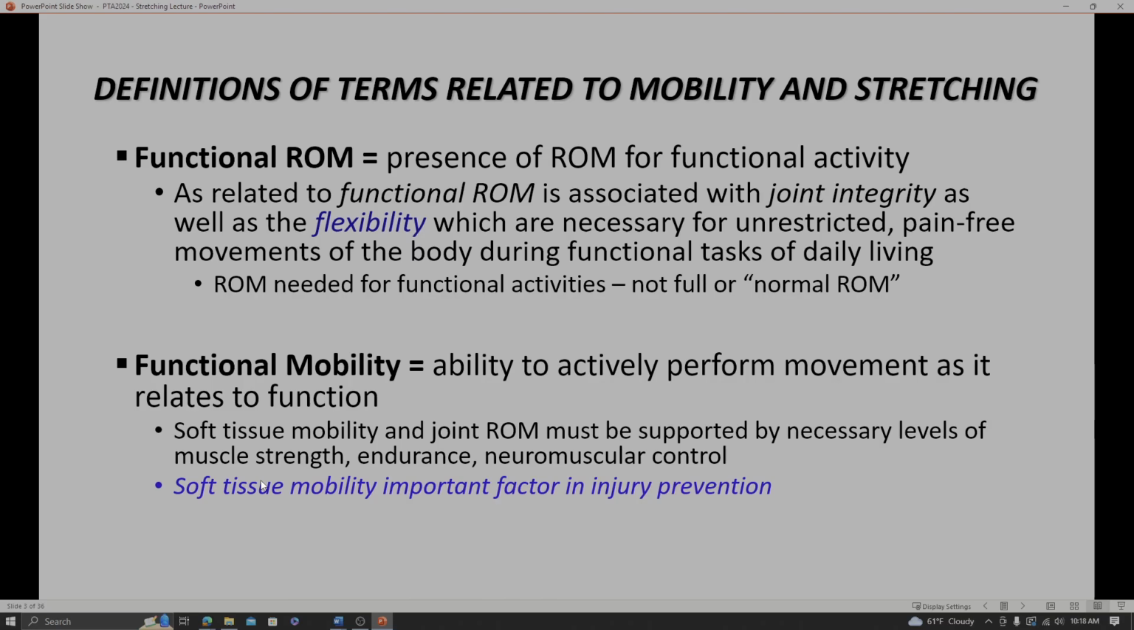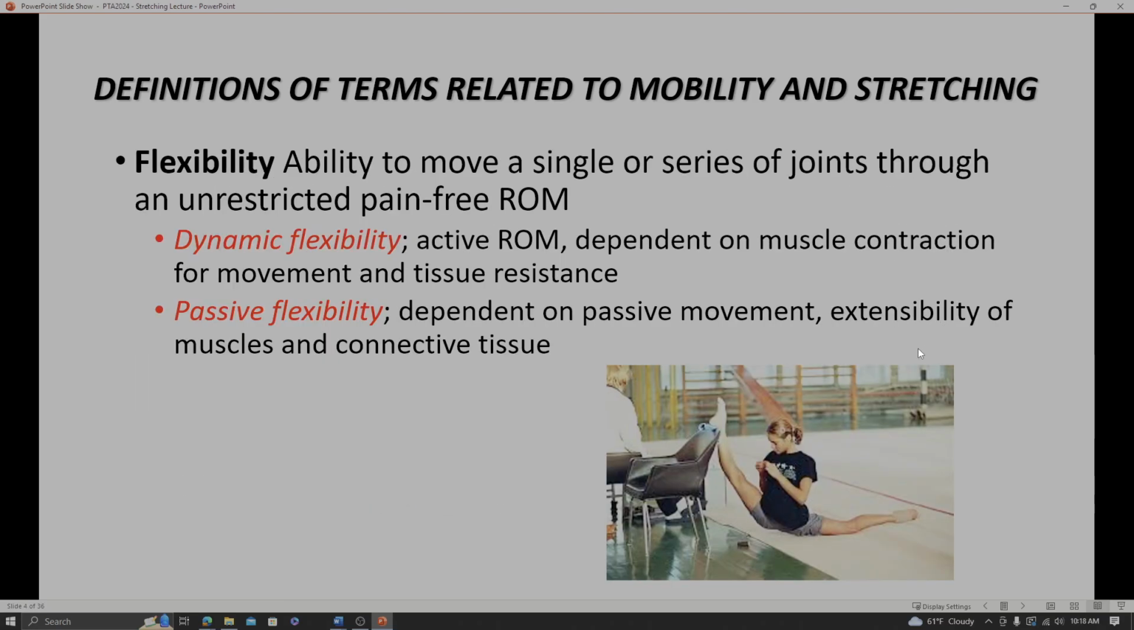Having the range of motion or flexibility is one part of it, but do I have the strength? Do I have the endurance? Do I have the neuromuscular control? Do I have the balance and coordination, right? All those other tenets of function start to come into play. So think of this as your Venn diagram, like we talked about. And soft tissue mobility is important for injury prevention, which, as PTs and PTAs, we're involved in prevention more and more and more. Here's flexibility.